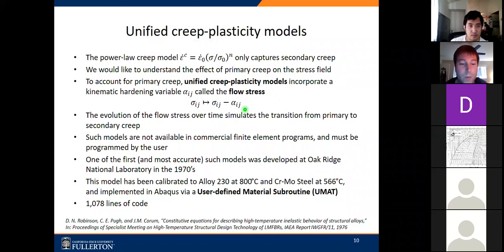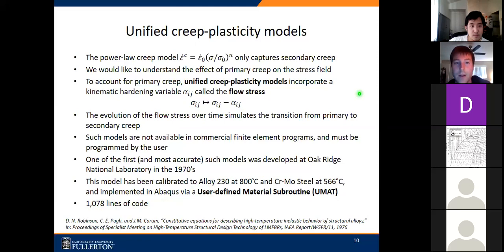So what I did, when I was a graduate student, was find a model that had been proposed at Oak Ridge National Lab in the 70s, and I implemented it in Abaqus using what's called a UMAT, a user-defined material subroutine. Anytime you're working with a material model that doesn't come prepackaged with the software, you have to do it yourself. And it's a bear, it's a pain. This particular UMAT that we wrote, me and my advisor and the postdoc in my group, is over 1,000 lines of code. So that gives you some idea of the amount of effort it takes to do this.